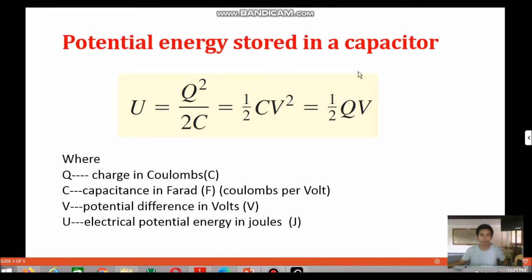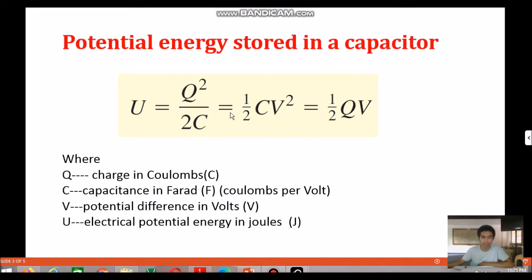So this is how you express the potential energy stored in the capacitor, where U here is the electrical potential energy in joules. That's the standard unit of energy. It can be expressed as the square of the charge of the capacitor, charge in coulomb, over 2 times the capacitance in farad, which is equivalent to coulomb per volt.